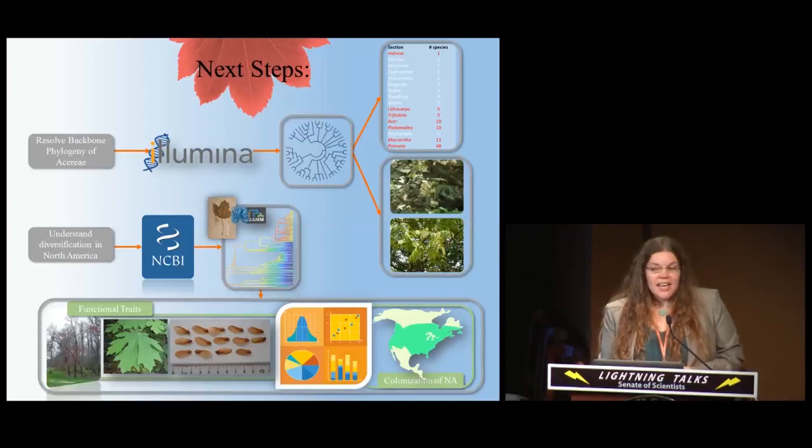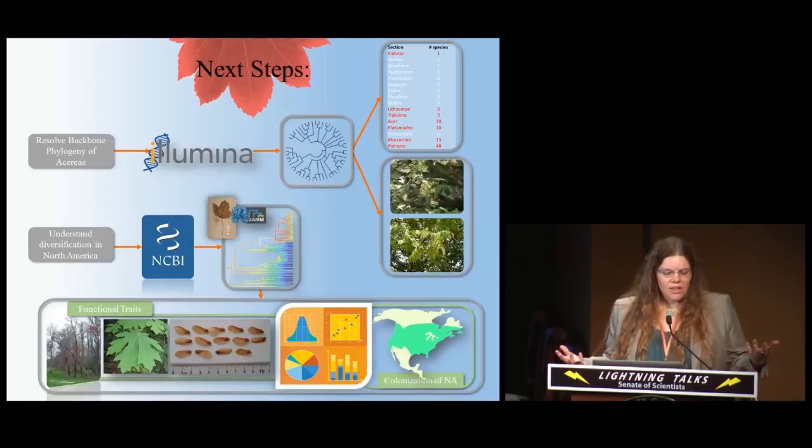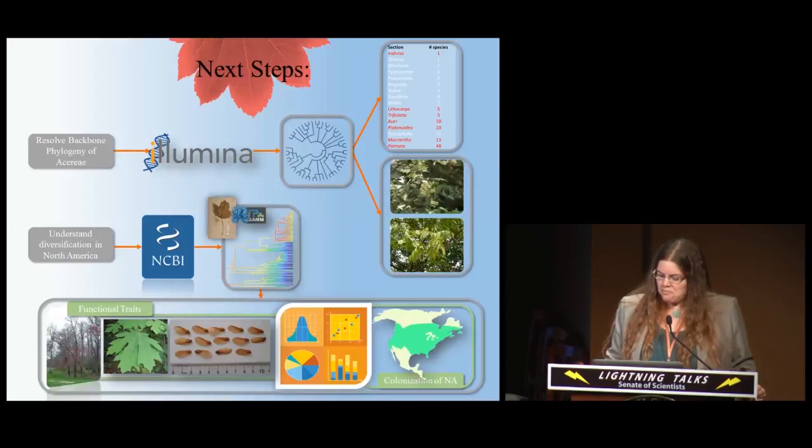And I'll just conclude by saying that we're doing 2 things here. We're continuing to work on the backbone phylogeny, or evolutionary relationships, in Acer, using more representative sampling across the taxonomic groups and using next generation sequencing data. We'll also use some pre-existing data from online repositories to look at the relationship between traits such as fruit form, leaf form, whole tree form, and diversification in North America.